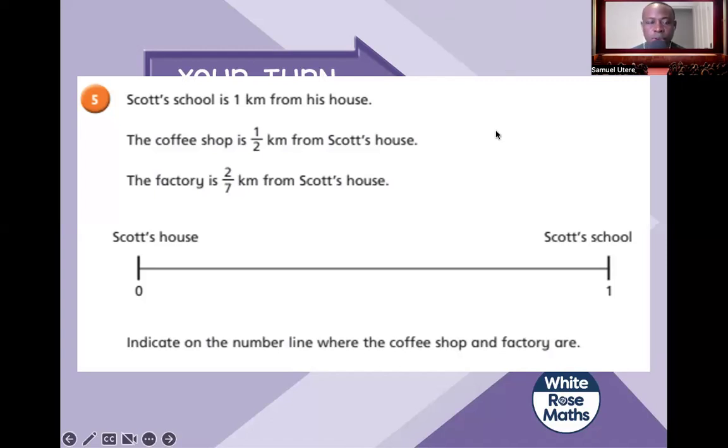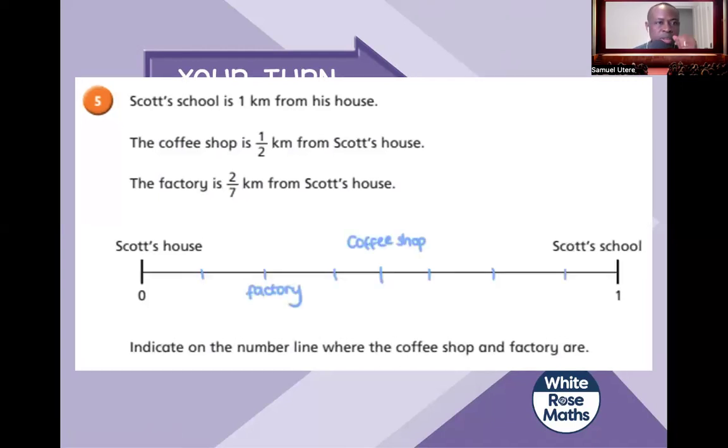Assuming you've paused the video and you've answered question 5, here are the answers. Here the coffee shop is half a kilometer from Scott's house. Scott's school is 1 kilometer from his house. The factory is 2/7 kilometer from Scott's house. You were asked to indicate on the number line where the coffee shop and factory are.